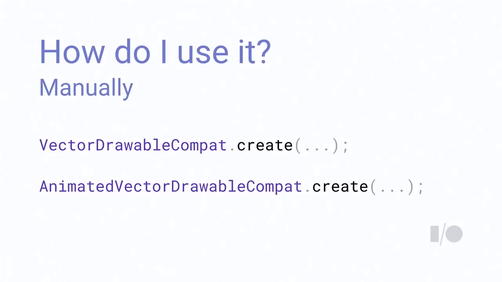So the first way you can use it is manually. Each class has a static method on it called create, which takes a context and a resource ID pointing to your resource. And that will manually inflate that resource and give you a drawable back. But we know that's kind of clumsy to use for two reasons. Number one, you can only use it in code. And number two, you can't actually use it from resources, which is the whole point.